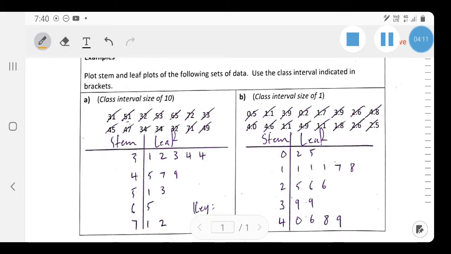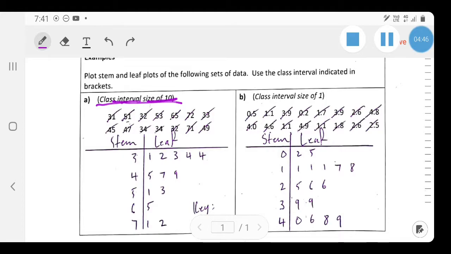Okay, so let's take a look at this particular question. Plot stem and leaf plots of the following sets of data. Use the class interval indicated in brackets. So class interval of size 10. Now if that said class interval of size 5, I would have a 3 here and then another 3 here, because I would need two class intervals within the 30s, 30 to 34 and then 35 to 39, okay, in two separate rows.